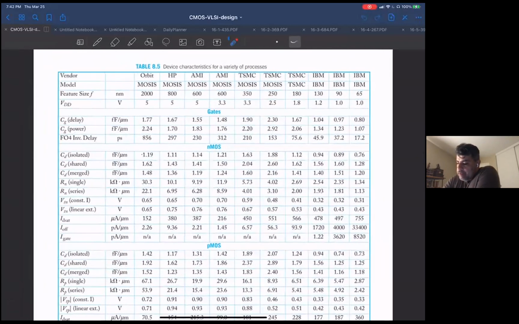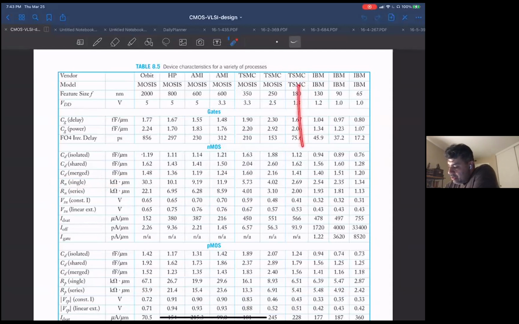This table has helpfully given us some values for this equivalent resistance for different processes. Here's the process we've been using so far, our TSMC 180 nanometer process. The resistance here is in units of kilo ohm micron, and we'll see why it's got this funky unit.